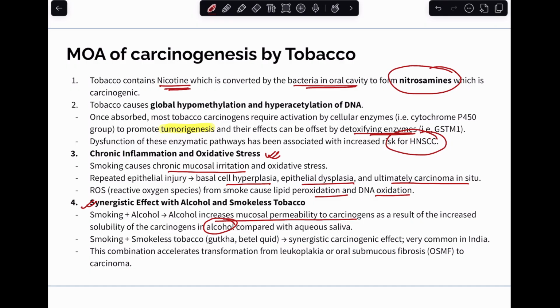Second is smoking and smokeless tobacco like gutka, khaini, betel quid. They also have a synergistic carcinogenic effect together, and this is actually a very common reason why we see a lot of cases of oral carcinoma in India. This combination easily leads to malignant transformation of leukoplakia, erythroplakia, or oral submucous fibrosis to develop a carcinoma. So these are our four mechanisms of action of carcinogenesis by tobacco, and we have learned that we have a synergistic effect over here with alcohol and smokeless tobacco.